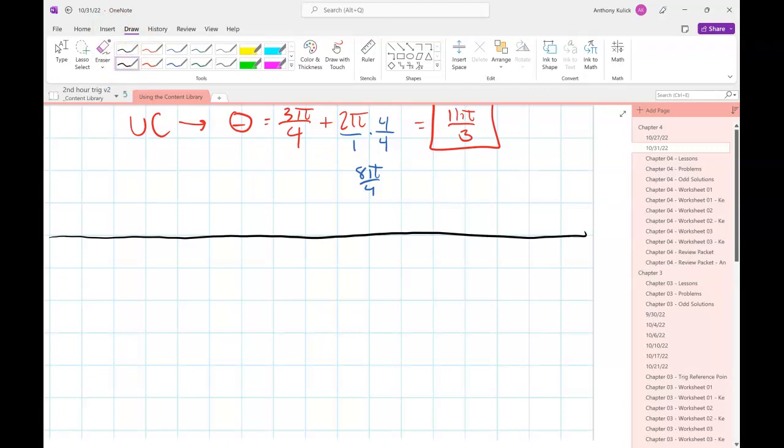All right, so let's look at some examples here. That is 11 pi over 3. That's supposed to be 11 pi over 4. Oh, yes. Thank you. Of course. That's good to see.